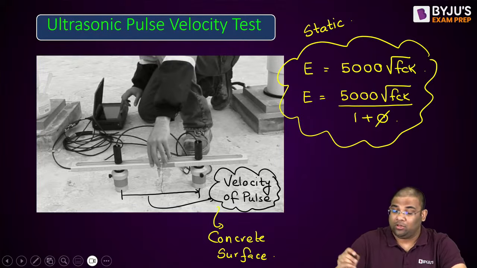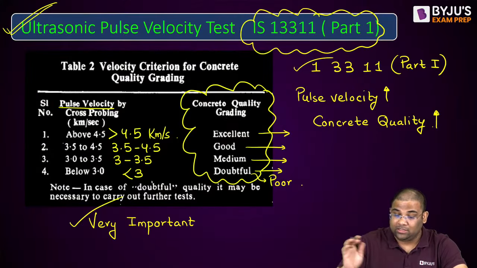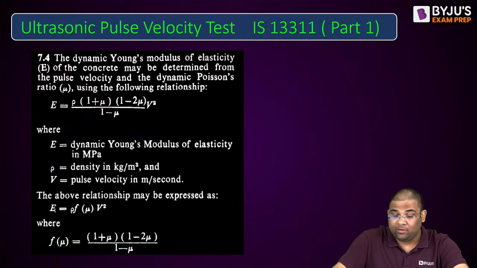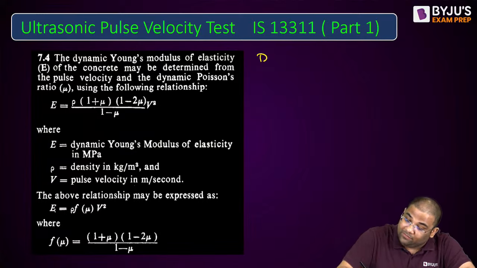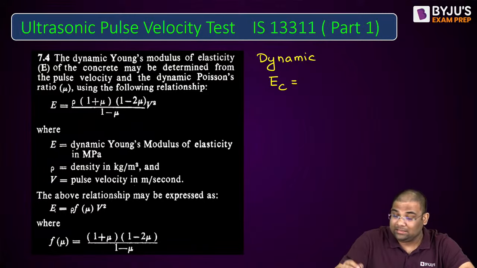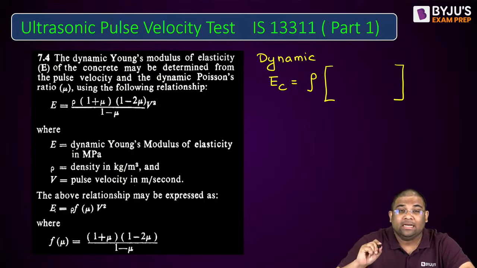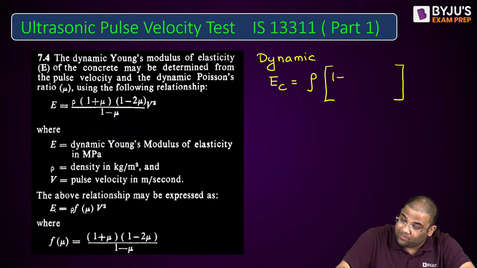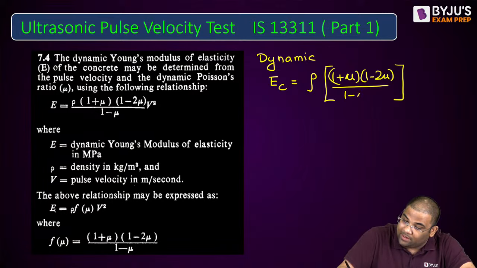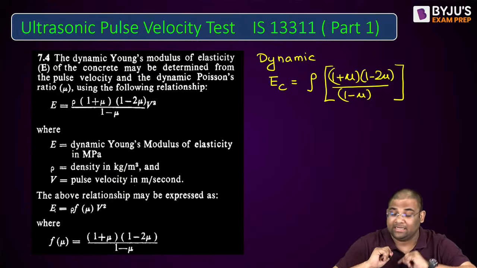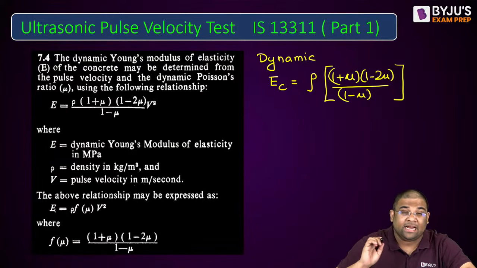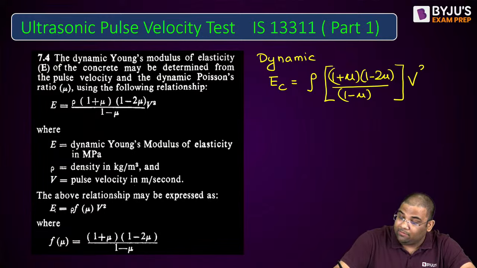For dynamic loading, the modulus of elasticity of concrete will be different, and that is determined by this ultrasonic pulse velocity test. That is also given in the code IS 13311. They can ask a question on this. The dynamic modulus of elasticity is the density times a function which depends on the dynamic Poisson's ratio: 1 plus mu, then 1 minus 2 mu, divided by 1 minus mu. The entire thing inside the bracket depends on mu, which is the dynamic Poisson's ratio, and then times pulse velocity square.